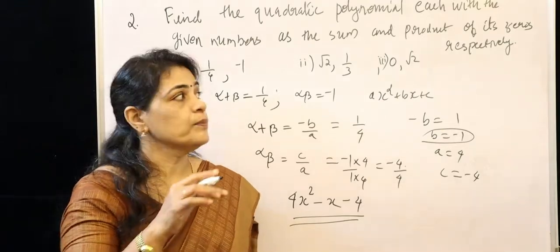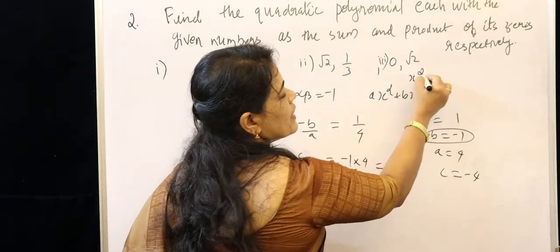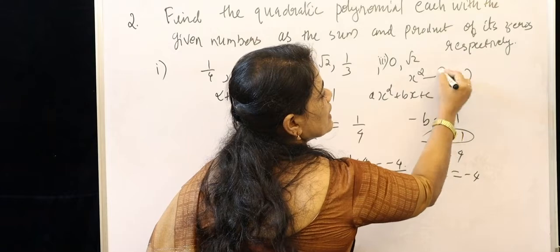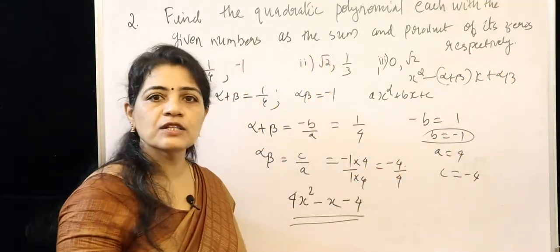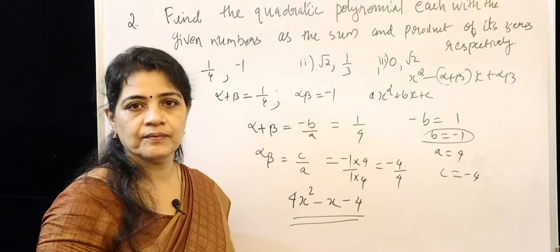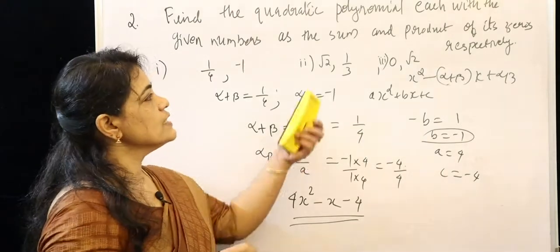This is the quadratic polynomial. Or you can use this also, that is x square minus (alpha plus beta) into x plus alpha beta. You can just substitute, and in that case also you will get the answer. Is the idea clear, children? Now for the second question.